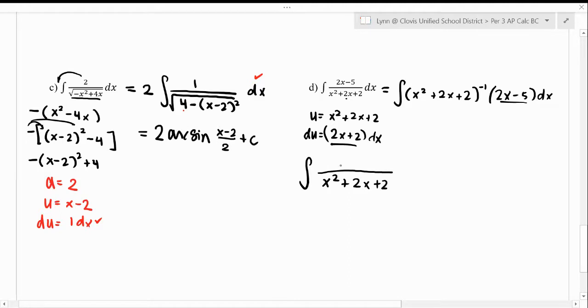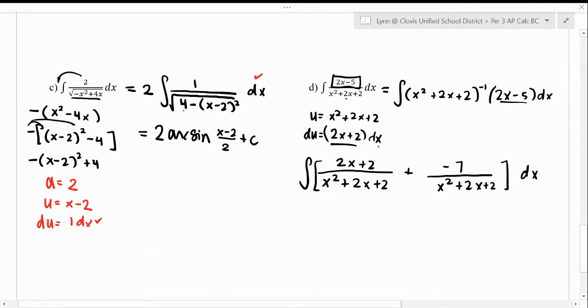So I'm going to rewrite this because I want it to be 2x plus 2 because of that du. I can't just randomly change 2x minus 5 into 2x plus 2. I mean, I can kind of, but I can't. And so let me show you my math magic. So what did I do here? I said, okay, I need this to be 2x plus 2, so I'm just going to make it 2x plus 2, because that's what I need in order for this u du to work.